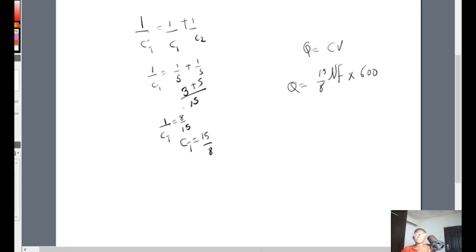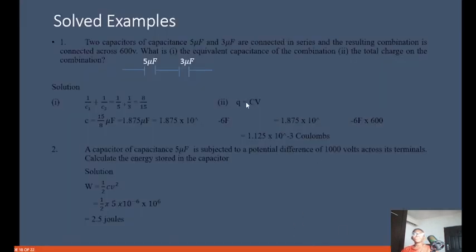That was what we did here when we said Q is equal to CV. Our C was what we got here, and it was 1.87 times 10 raised to power minus 6 farad multiplied by the V, which was 600, and we got this as the charge, which is in coulomb. Let's go to the next question.